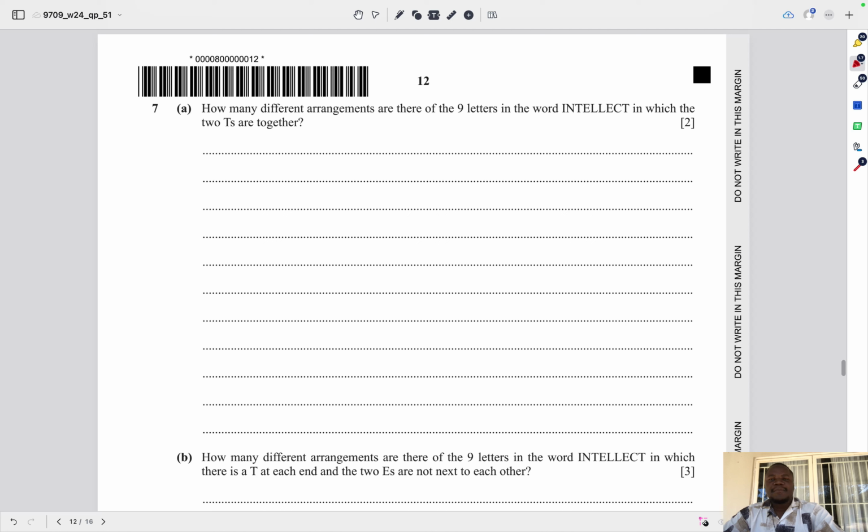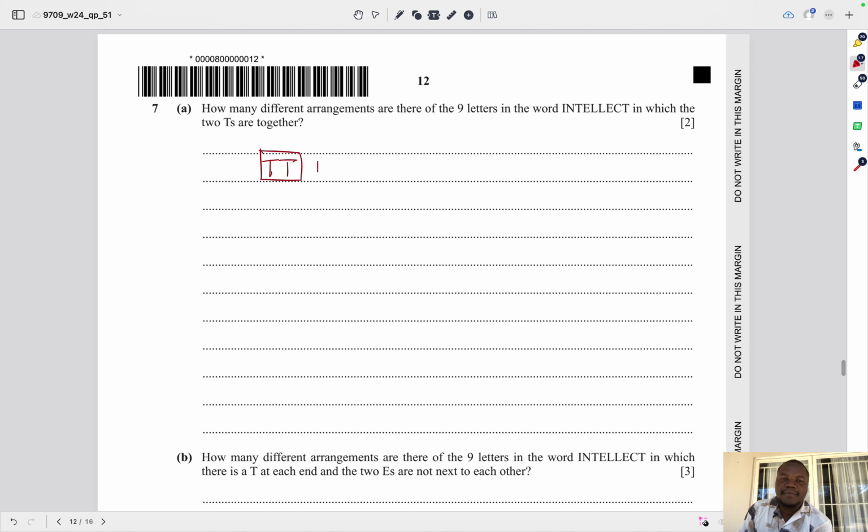So if the 2 T's are together, it means we are reducing the number of characters, if you remember from our class notes. So what we just need to do now is to put the 2 T's together. So when we have the 2 T's together in the word intellect, we block them like that. That's how we did it in class.